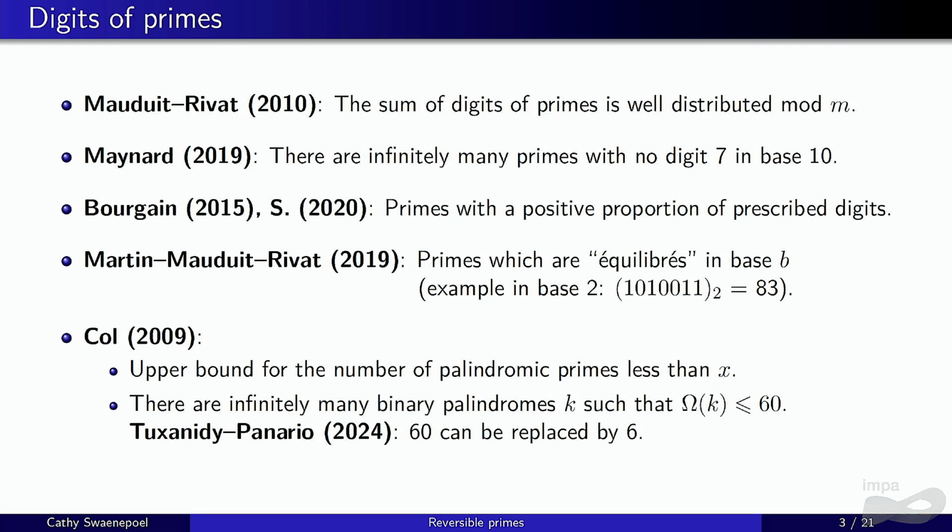And this result has been improved very recently by Toxanidi and Panario. They proved that this 60 can be replaced just by 6. So there are infinitely many palindromic almost primes, where almost prime means with at most 6 prime factors.